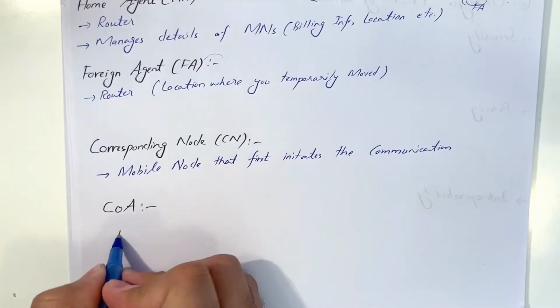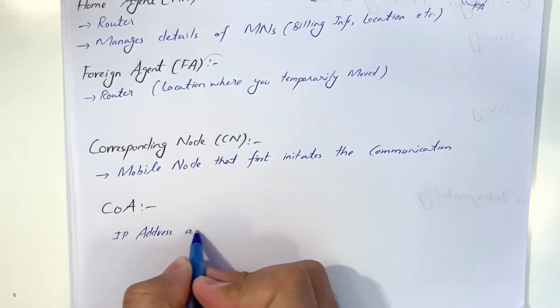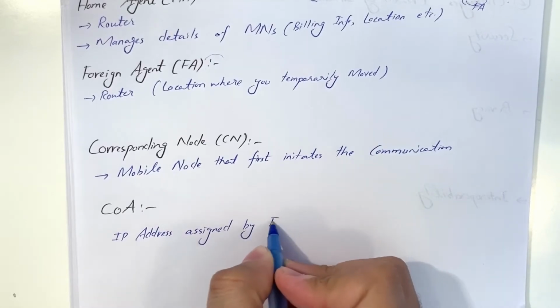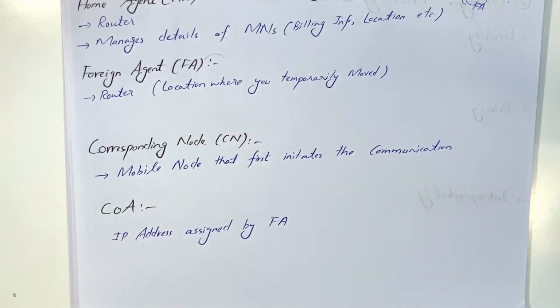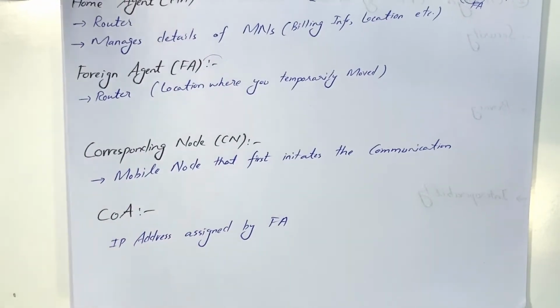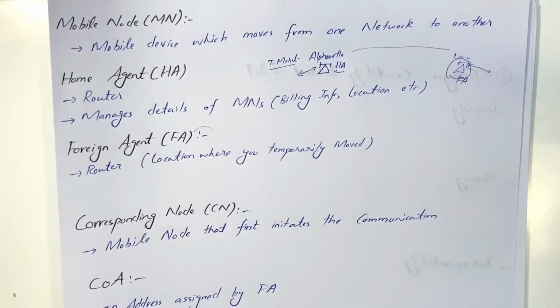Care of address is basically the IP address assigned by the foreign agent. So if you temporarily move to a new area, the foreign agent will issue you an IP address, and that IP address is called the care of address. Now let's understand all these characters, how they communicate with each other, and how this handover actually works.